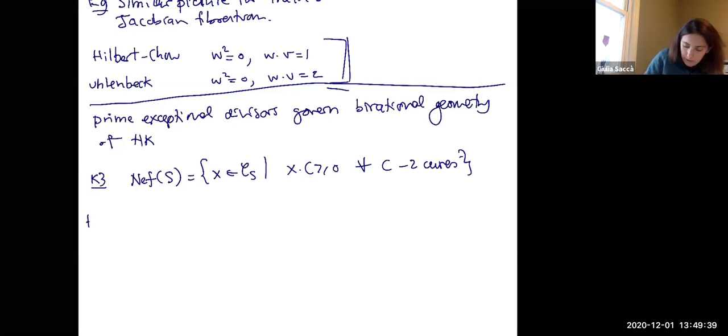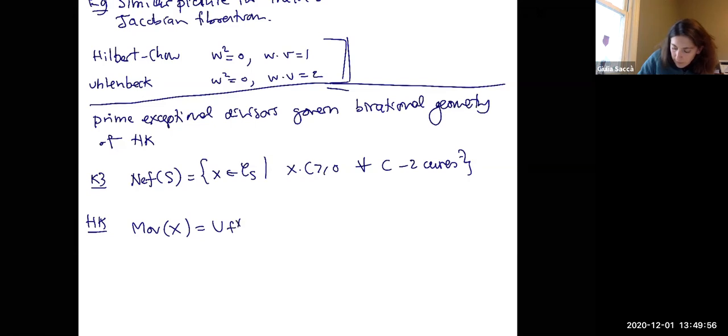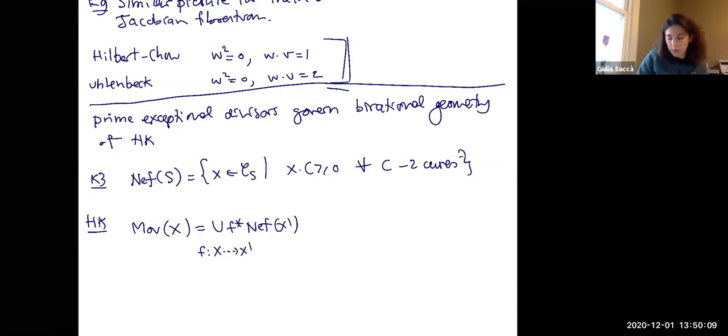Let me first, for hyperkählers, introduce the movable cone of X, which you can define as the closure of the union of the f upper star of the nef cone of X prime as you vary the birational models X prime of X. And here by birational models, I mean hyperkähler birational models, of course. And here you want to close it.